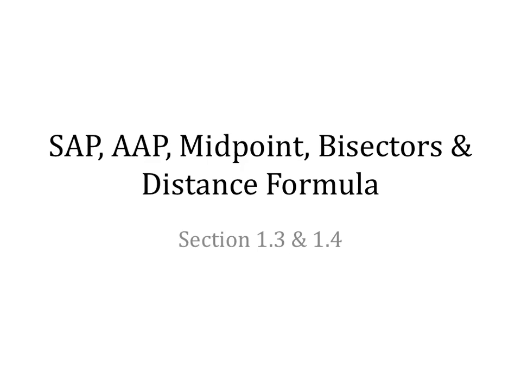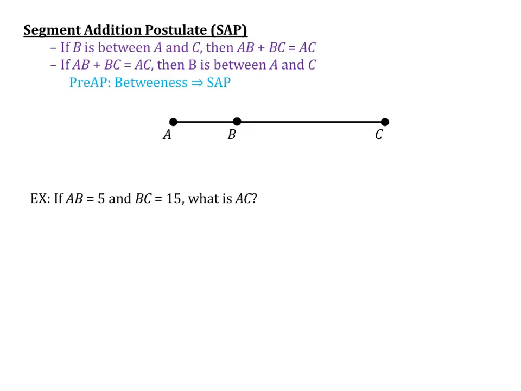Hello everyone. So today we're going to be talking about segment addition postulate, angle addition postulate, midpoint, bisectors, and review of distance formula. So segment addition postulate, which we will from now on abbreviate to SAP, says that if B is between A and C, then AB plus BC equals AC.